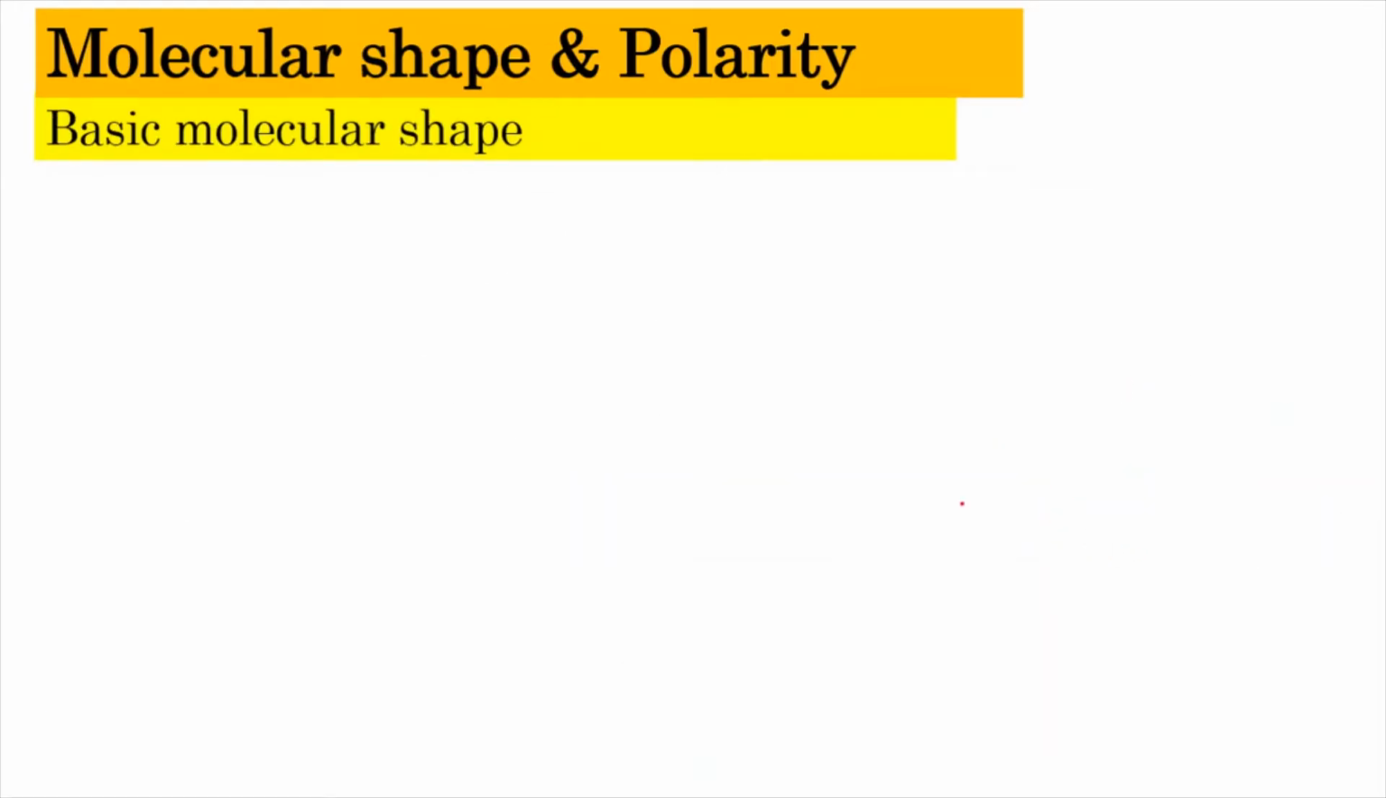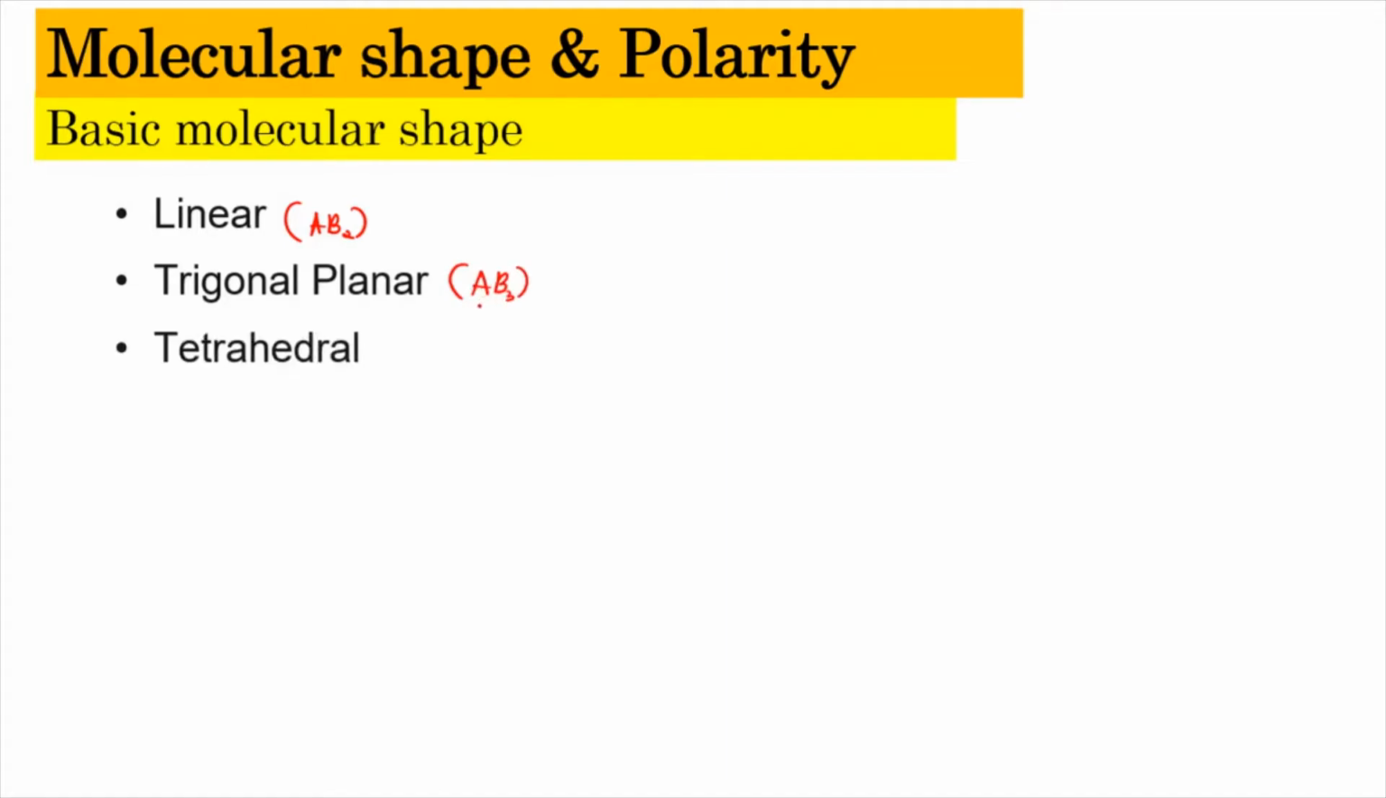Now we're going to look into the basic molecular shapes, at least for the matriculation syllabus. First we're going to have the linear, which has a class of AB2. Next we're going to have the trigonal planar, which has a class of AB3. Next, we're going to have the tetrahedral with a class of AB4. And next, we're going to have the trigonal bipyramidal with a class of AB5.